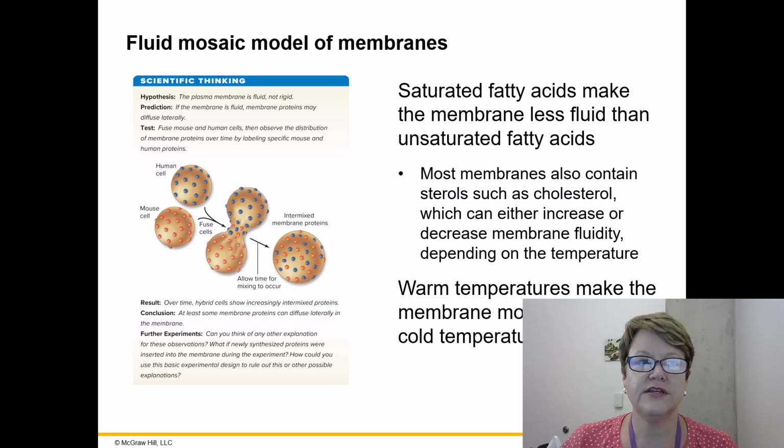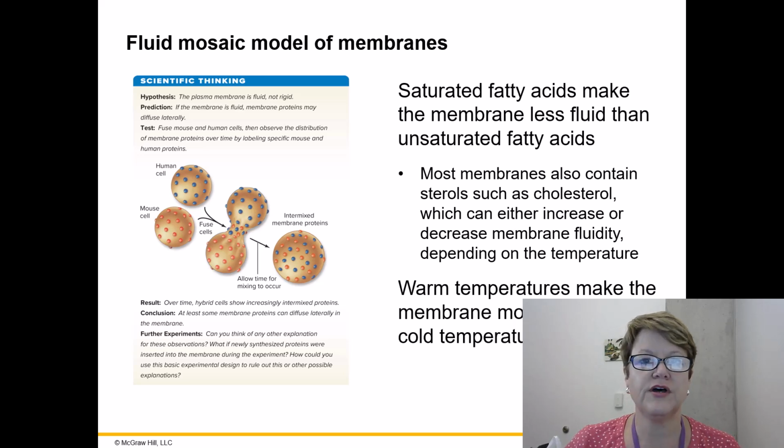And they also did an experiment. This is a fun experiment to think about, and this was done very early on as they were studying and learning about the membrane structure. What they did was they took a human cell and they used a fluorescent stain to mark the proteins that are in the membrane of that human cell. Then they took a mouse cell and they used a red stain to label or to stain the proteins in the mouse cell. So these are those transmembrane proteins.